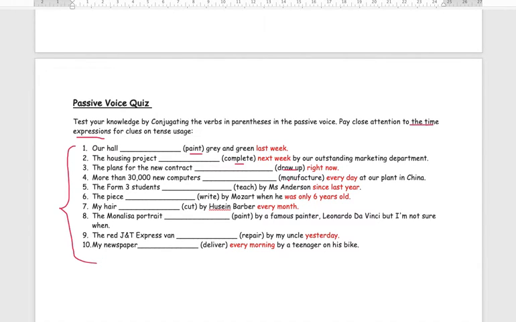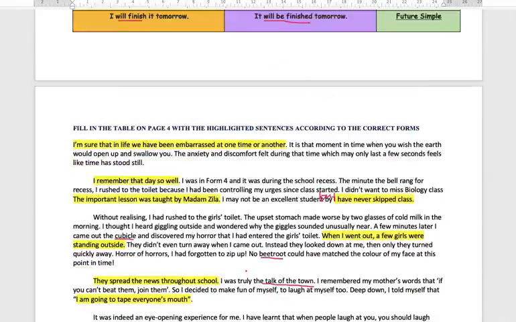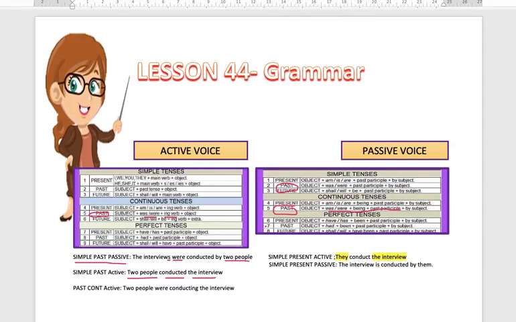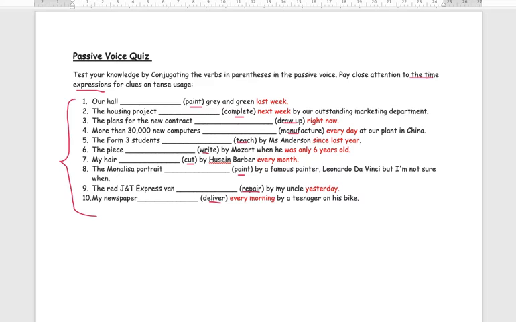So you have to think about which type of tense to use. Okay, always refer to the notes here. Okay, I hope it's clear. That's all. Thank you.